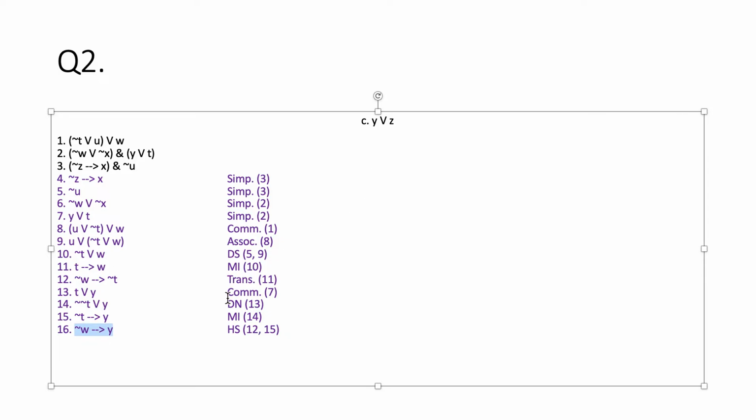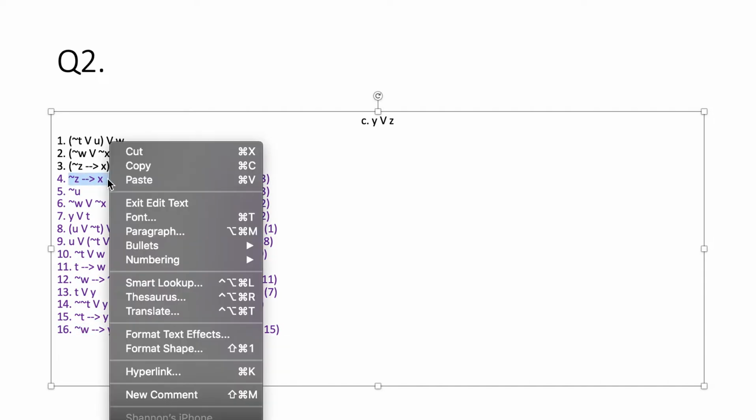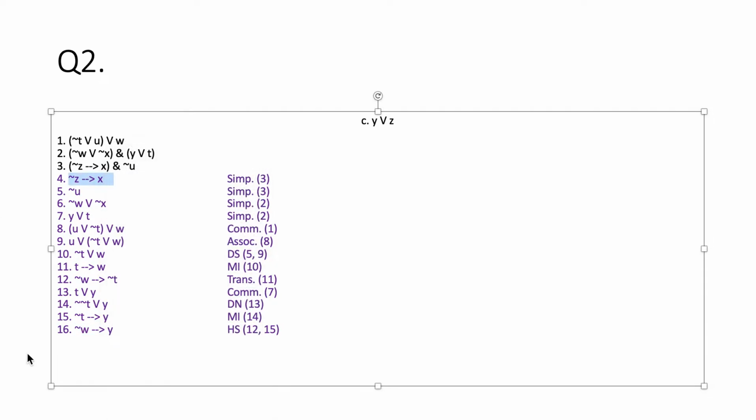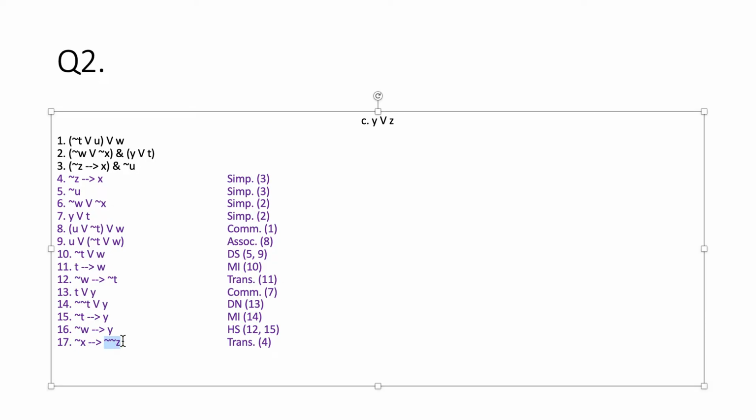So what I'm going to do is transposition on line 4, turning this into a conditional, the antecedent of which is not X, which is what I want, and the consequent of which is going to be Z. So I've done transposition on 4 to give me this conditional, then I'm going to do double negation on 17, just to turn 17 into not X, then Z.